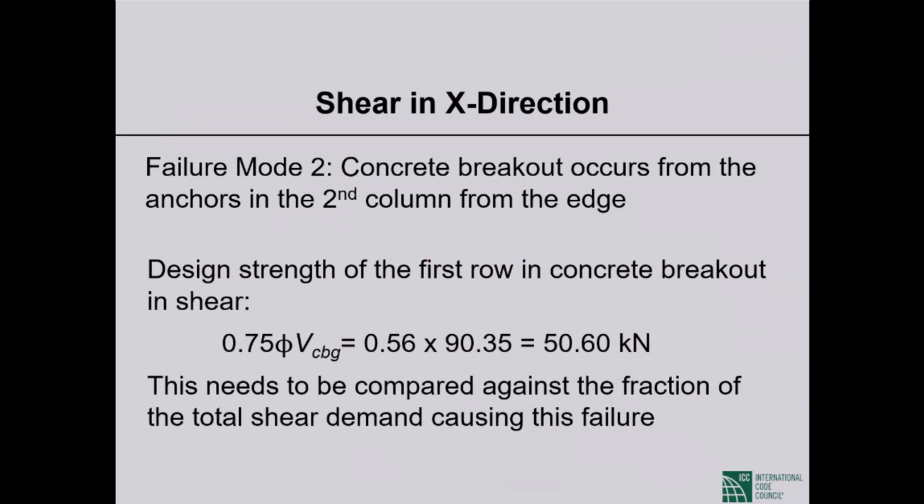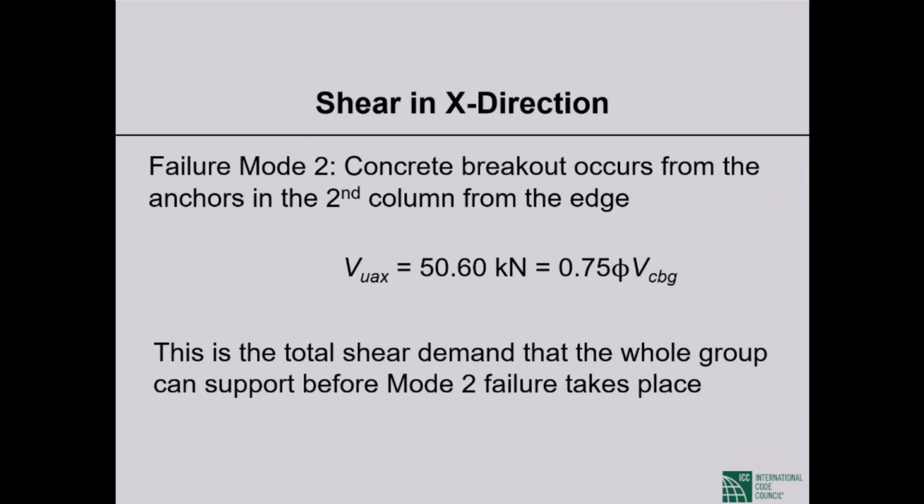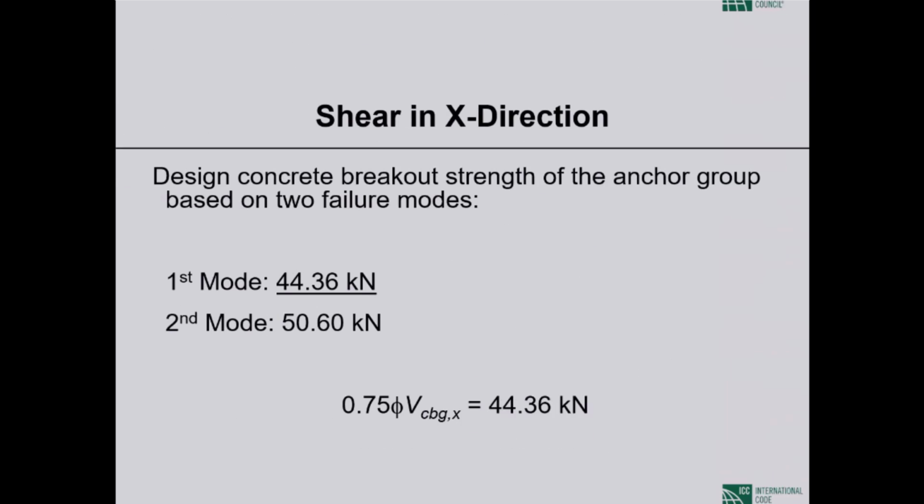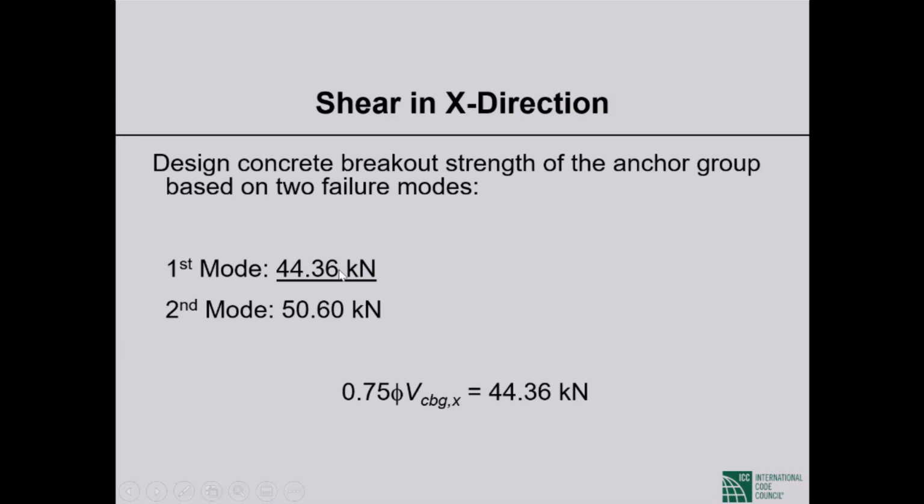Okay. So the front two breaking out 44.36, back two breaking, not back, the front three breaking out 40, not front, the three to the right breaking out 40.36 kilonewtons. The three to the left breaking out 50.6 kilonewtons. So the breakout strength is 44.36 kilonewtons.